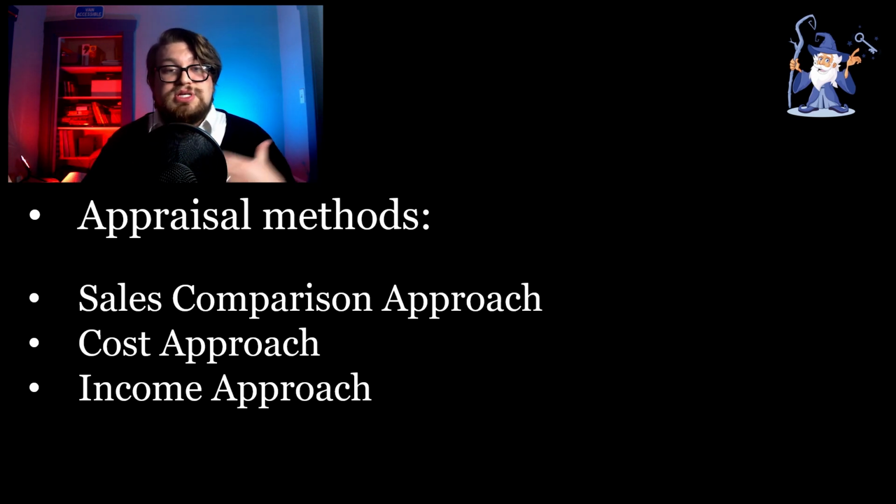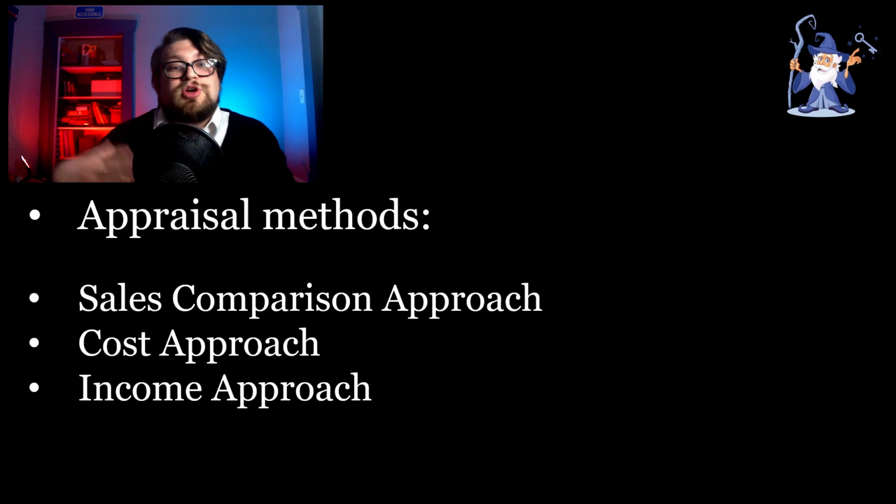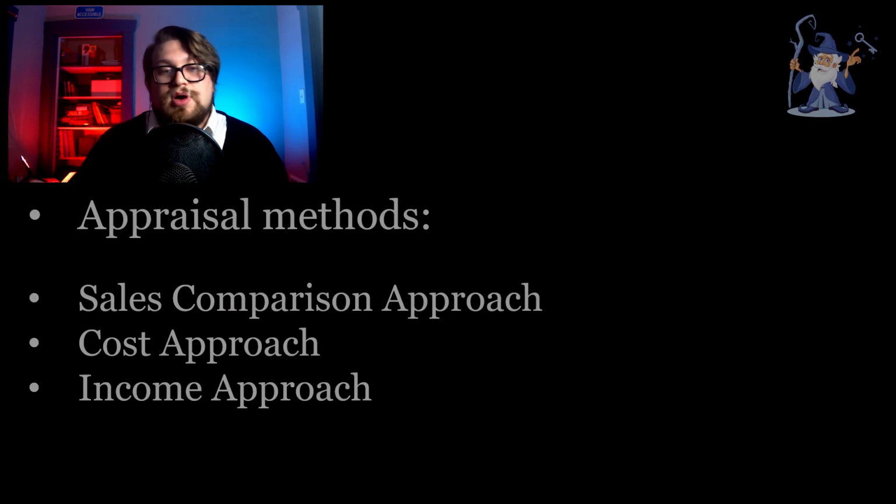Now, the cost approach is considered to be reliable, obviously, when it's used on newer buildings, and not as reliable with older. And then there's the income approach. Now, the income approach is primarily used on rental properties because it determines value based on what a property generates through income or potential of income.